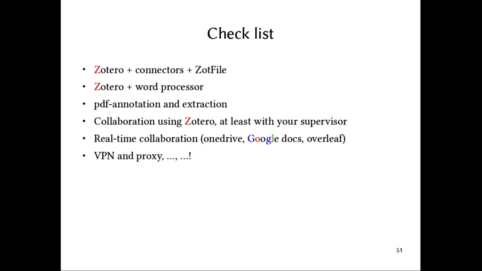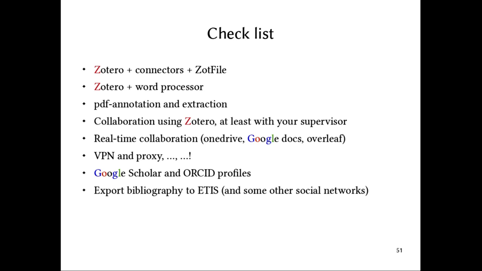You should set up VPN and proxy to be able to get all required articles from any place in the world. Definitely create a Google Scholar and ORCID profile. It would take just a few minutes and you can forget about it, but it will make your research much more visible to others. Try exporting your bibliography to ETIS.